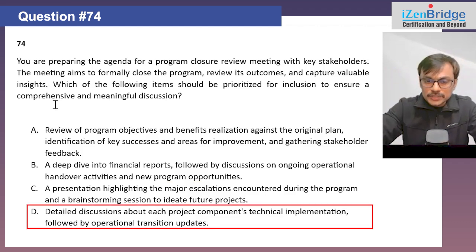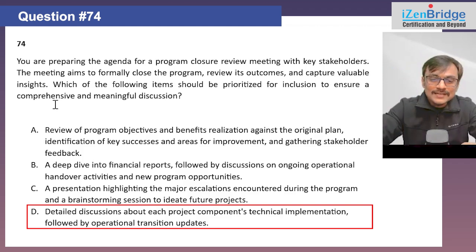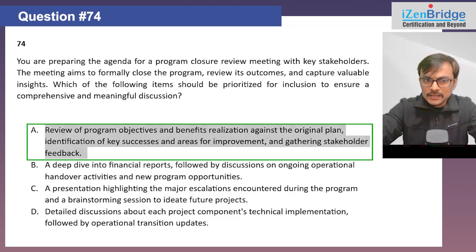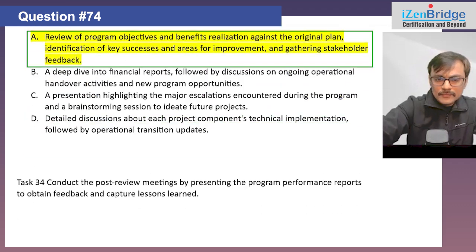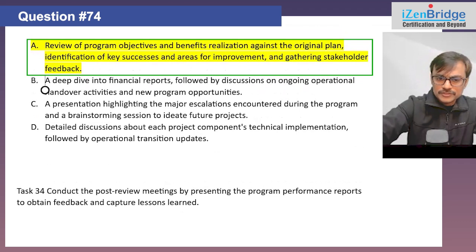Option D, detailed discussion about each project component technical implementation followed by operational transitional updates. So I like the operational transitional update, but I don't like the talking about the technical discussion of the project components or the project deliverables. So looking at this, we can come back to option A, which was looking like a textbook kind of thing where I can clearly see that, yeah, these are the things should be there in the closure event where we are reviewing and closing our program. So option A looks good for question number 74. So this one is mapped to task number 34. Conduct the post review meeting by presenting the program performance report and obtaining the feedback and capture the lesson learned.